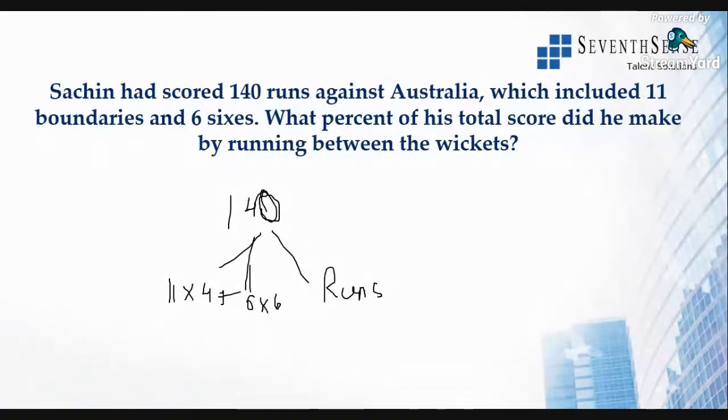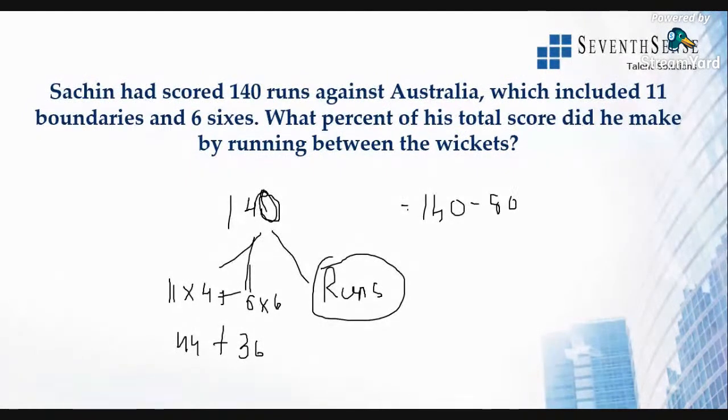If you subtract the runs made by boundaries and sixes from the total runs, we'll get to know the runs made by running. So 11 into 4 is 44, plus 6 into 6 is 36, so that will be 140 minus 80. So he just made 60 runs by running.